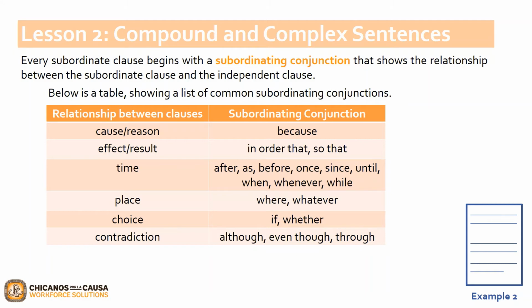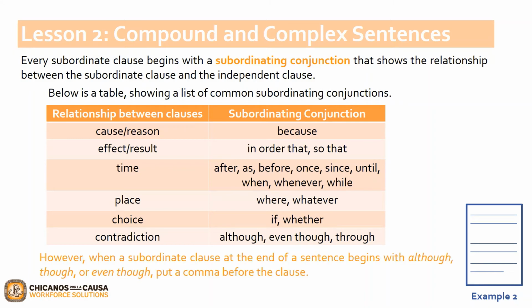Remember, when a subordinate clause comes at the beginning of a sentence, put a comma after it. If a subordinate clause comes at the end of a sentence, you don't need a comma before it. However, when a subordinate clause at the end of a sentence begins with the words although, though, or even though, put a comma before the clause.